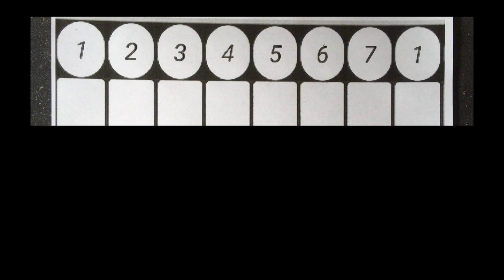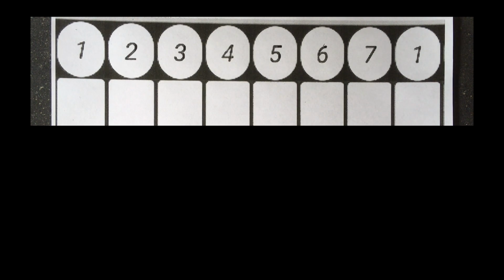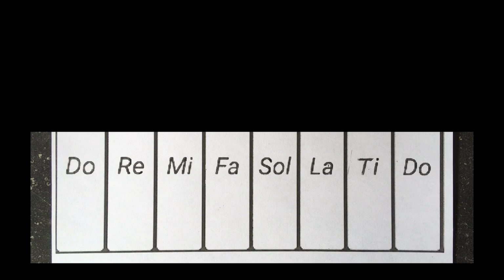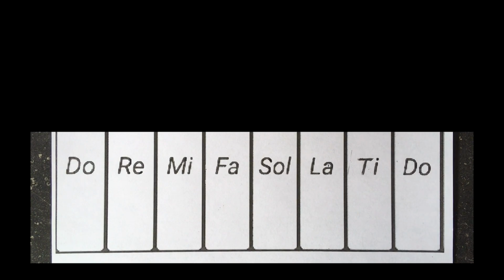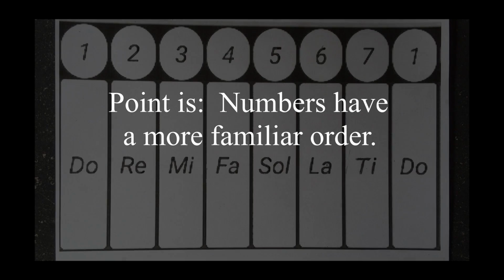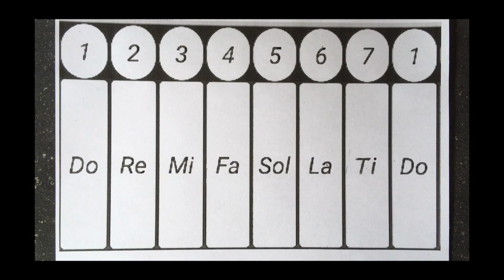Now, going down, that's backwards, by 2s, starting with 7, go. Now, going down, that's backwards, by 2s, starting with 6, go. Yeah, see? So, as you can see, the numbers have a more familiar order. They're not measurements like on a ruler, they're only labels in order.